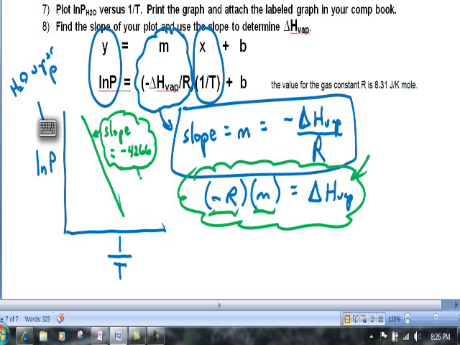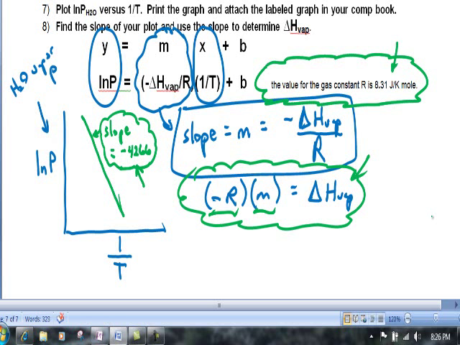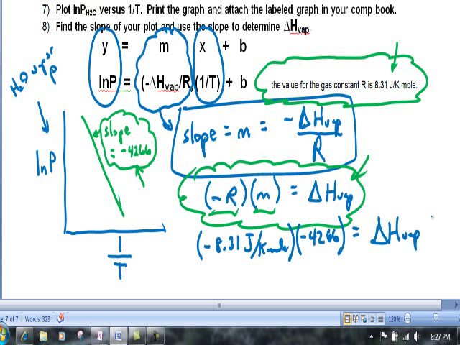With the sample set of data that we've generated in this example calculation for the video clip, the slope of our data comes out to be negative 4,266. This can be readily put into the equation of negative R times M to give us the heat of vaporization of water. A key thing here is that the R value, which is the gas constant, because this is an energy calculation, needs to use units that include joules, which is a measure of energy, so the value for R is 8.31 joules per Kelvin mole.